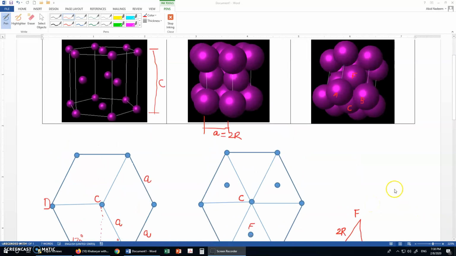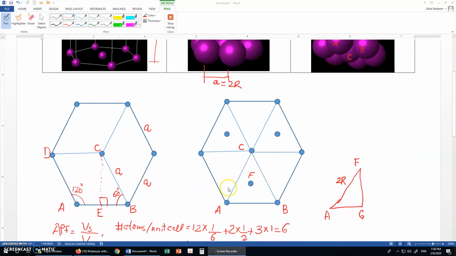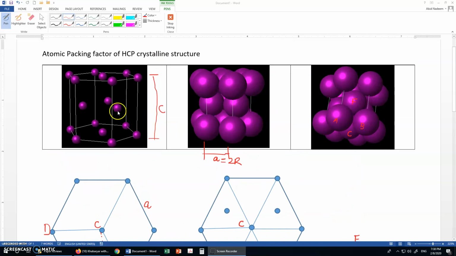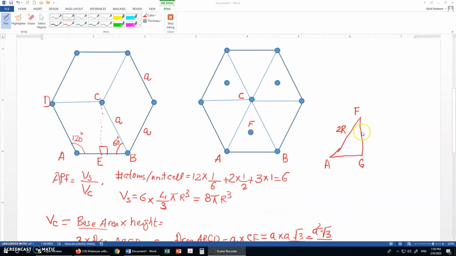Okay, so this length AF was 2r, whereas FG is the half of the height of this HCP structure, because we are talking about this middle layer. So if the full height is C, so half of the height will be C by 2. So this will be equal to C by 2.